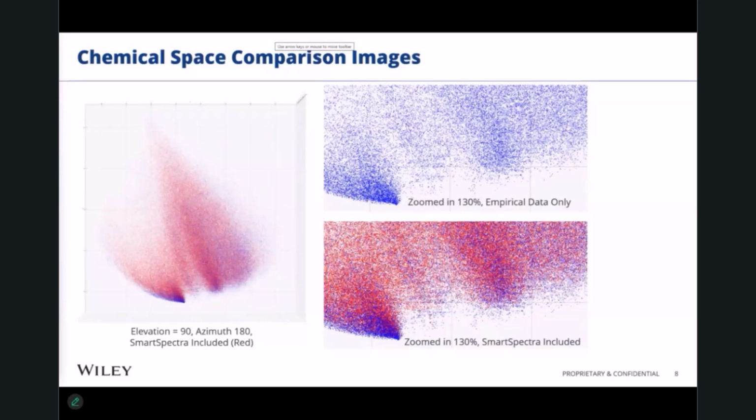Also note that the SmartSpectra records do not exceed the structural boundaries of our current catalog. As you can see, the blue empirical data sets a hard boundary for the red SmartSpectra data to stay inside, and it does follow this rule pretty well.